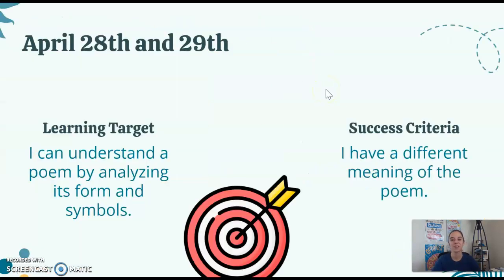All right, let's look at our goals for today. So our learning target is I can understand a poem by analyzing its form and symbols. Our success criteria is I have a different meaning of a poem.